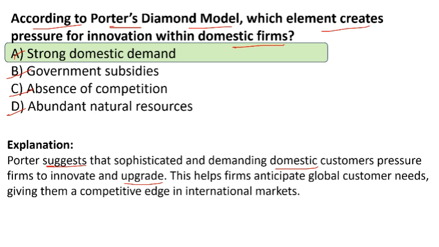the firm's production or the firm's innovation and upgradation policies or functions, right? If domestic customers are demanding a particular product more and more, then firms need to upgrade those products. This helps firms anticipate global consumer needs, giving them a competitive edge in the international market. So that is how the firms can grow and be competitive in the market. Clear? So strong domestic demand is the correct answer.